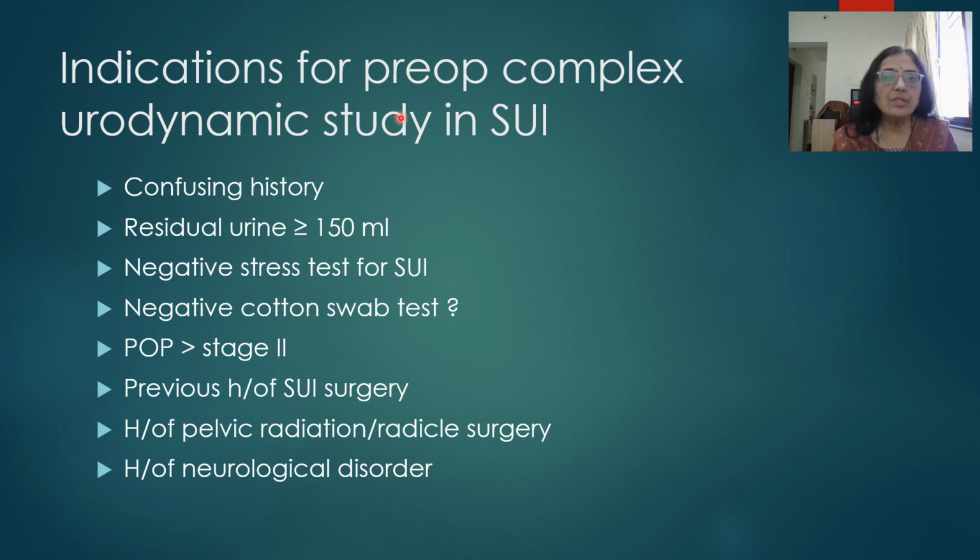If you are asked what are the indications to proceed with complex urodynamic study preoperatively in a patient of SUI: confusing history, residual urine greater than or equal to 150 ml, negative stress test for SUI, negative cotton swab test, pelvic organ prolapse greater than stage 2, previous history of SUI surgery, history of pelvic radiation or radical surgery, history of neurological disorder. These are the indications; in other words, complicated SUI needs complex urodynamic study evaluation before we proceed with the surgery.